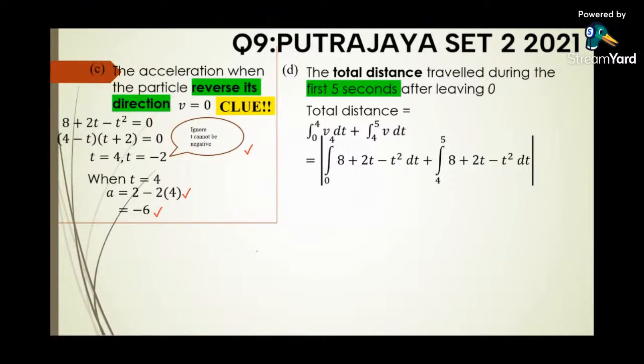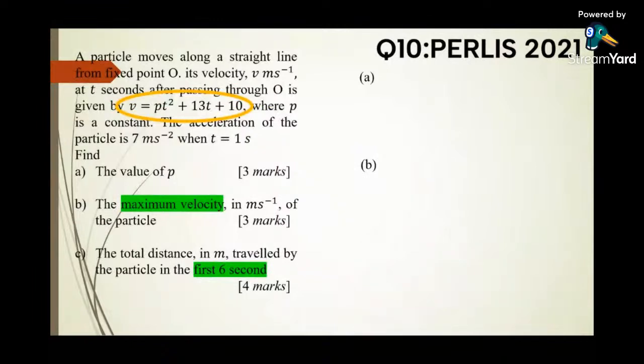Perlis function is B. Apa beza dia? There is P. Nampak tak ada P? So how to solve P? A is how to solve P. Kita pun gunalah. Dia guna clue. You have to use the clue. The clue says acceleration when is 7 when t equals to 1. So kita pun gantilah. So you will get p equals to -3. For A, to solve A, you have to use acceleration. Okay, B ni benda yang sama. So kita lajukan sedikit.